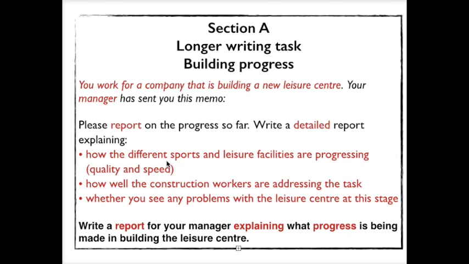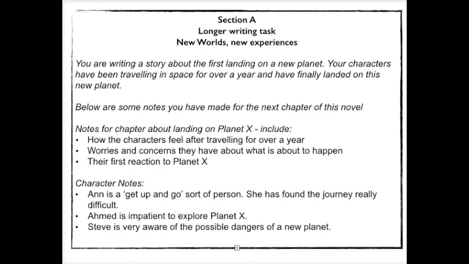Now, you should use this also as a guideline to the structuring of your report. Each extended writing task usually gives some structuring guidelines to help you put the piece together. And then at the end we have: write a report for your manager explaining what progress is being made in the building of the leisure centre. So there we have an example of a Section A writing task.